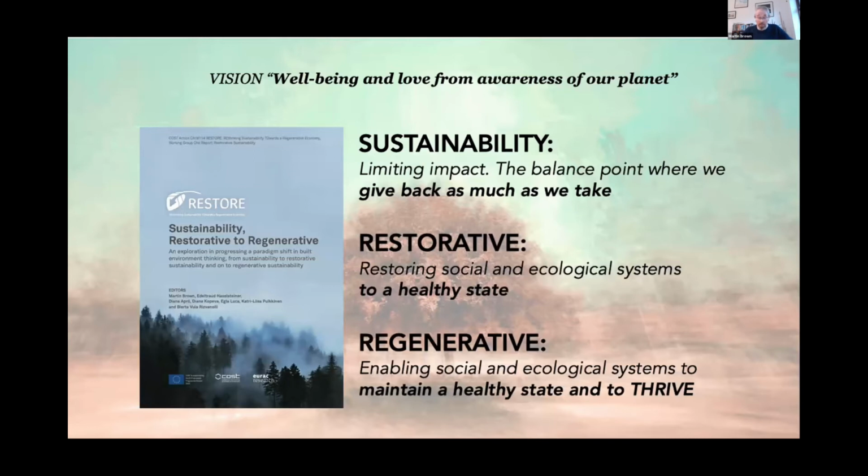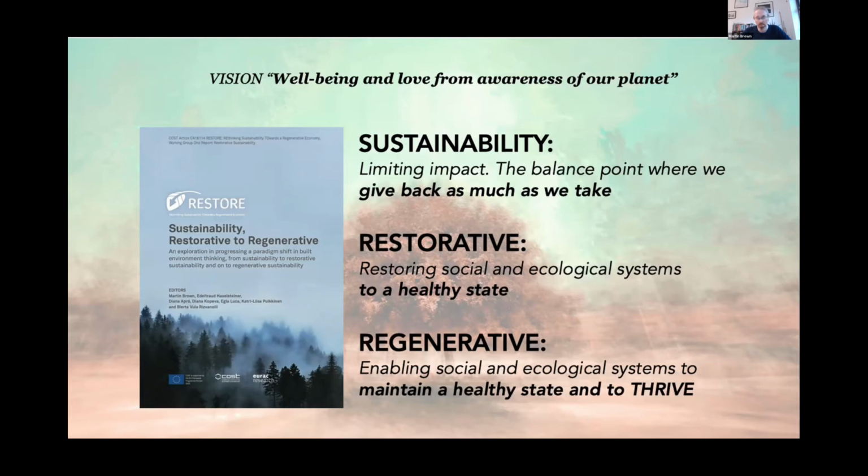When we did meet in Faro, we had 2 or 3 mini subgroups working, and we combined all that output into a vision. So this was a vision for Restore, and we were hoping that this would run all the way through the working groups. That vision was well-being and love from awareness of the planet, that we really didn't have a true awareness of our planet, and we'd only get there through improved awareness and through a different worldview.